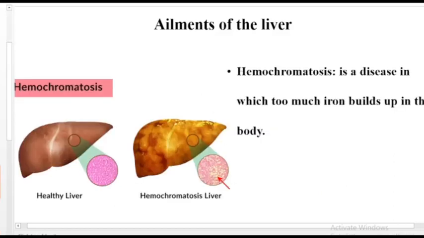We come to another ailment, which is hemochromatosis. Hemochromatosis is a disease in which too much iron builds up in the body. When there's too much iron that builds up in the body, the liver becomes affected. You can look at the picture here, where we have a healthy liver and a hemochromatosis liver. You can see the difference. The liver that is affected by too much iron changes its color and its function is affected.